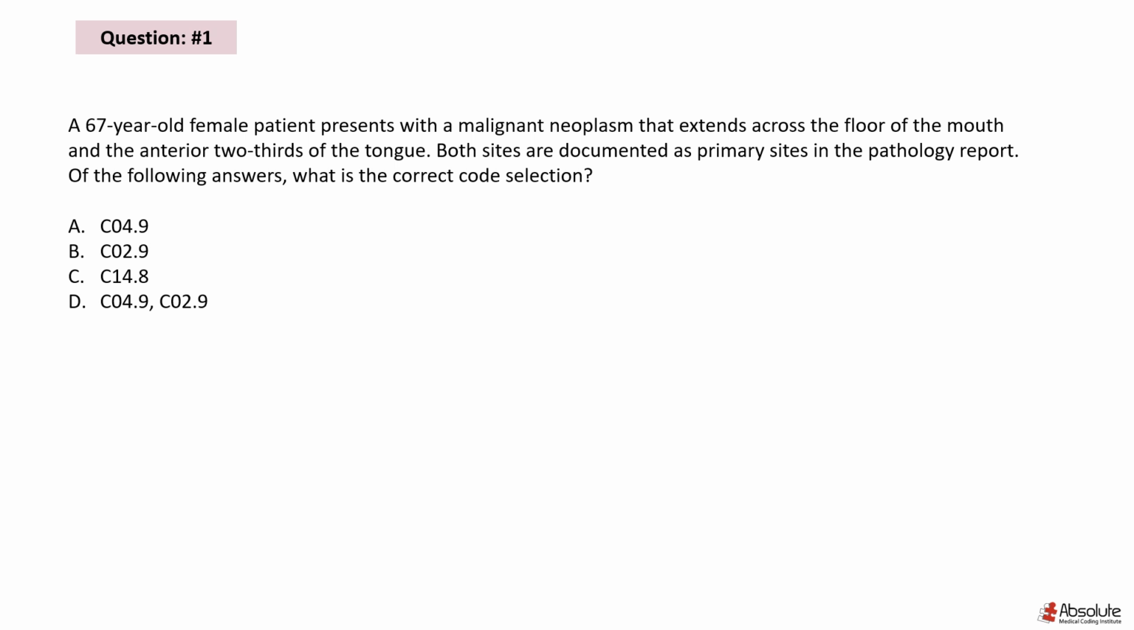Of the following answers, what is the correct code selection? A. C04.9, B. C02.9, C. C14.8, or D. C04.9, C02.9. A 67-year-old female patient presents with a malignant neoplasm that extends across the floor of the mouth and the anterior two-thirds of the tongue. Both sites are documented as primary sites in the pathology report. Of the following answers, what is the correct code selection? Okay, coders, you have 60 seconds. Good luck.